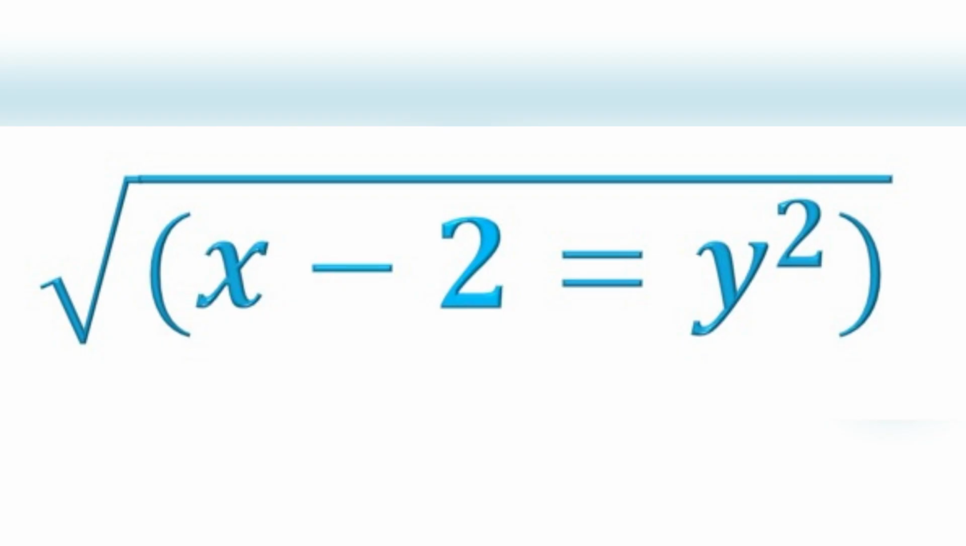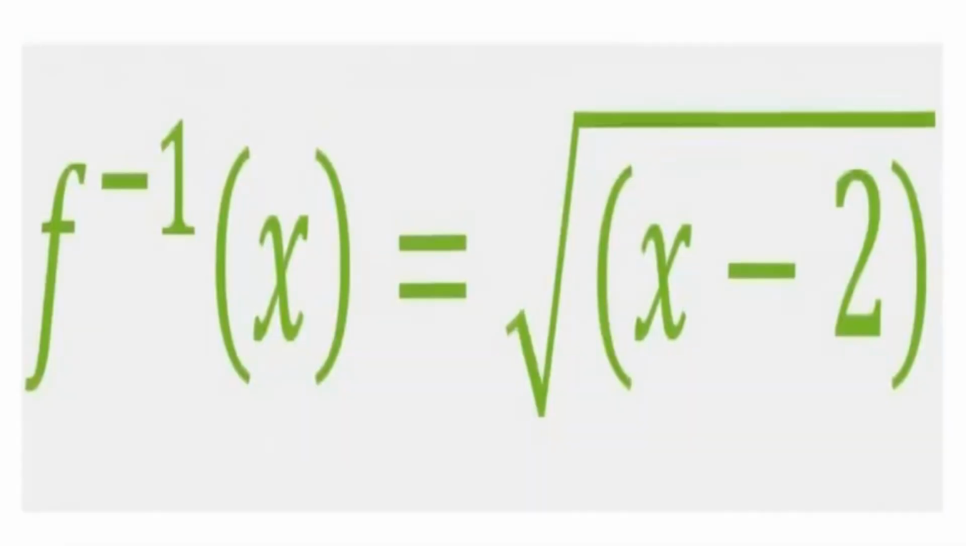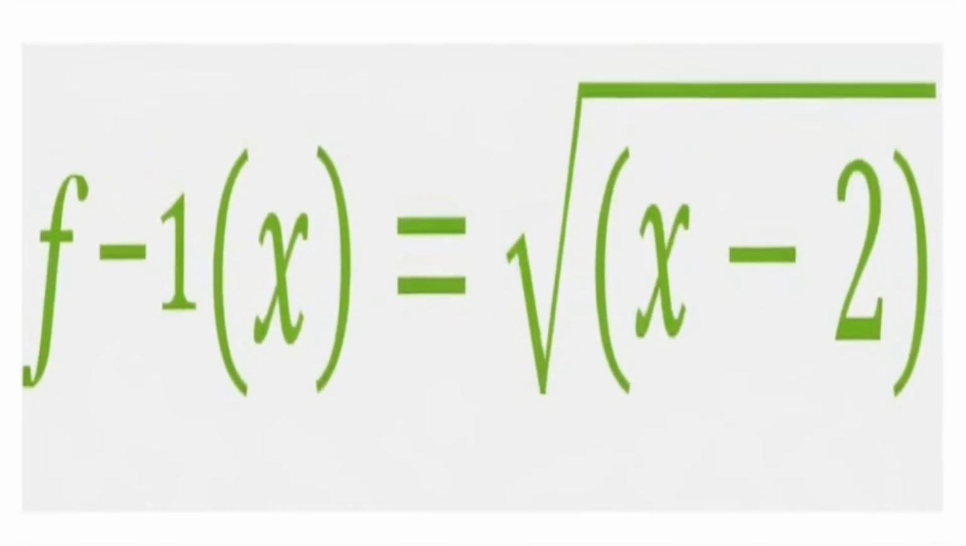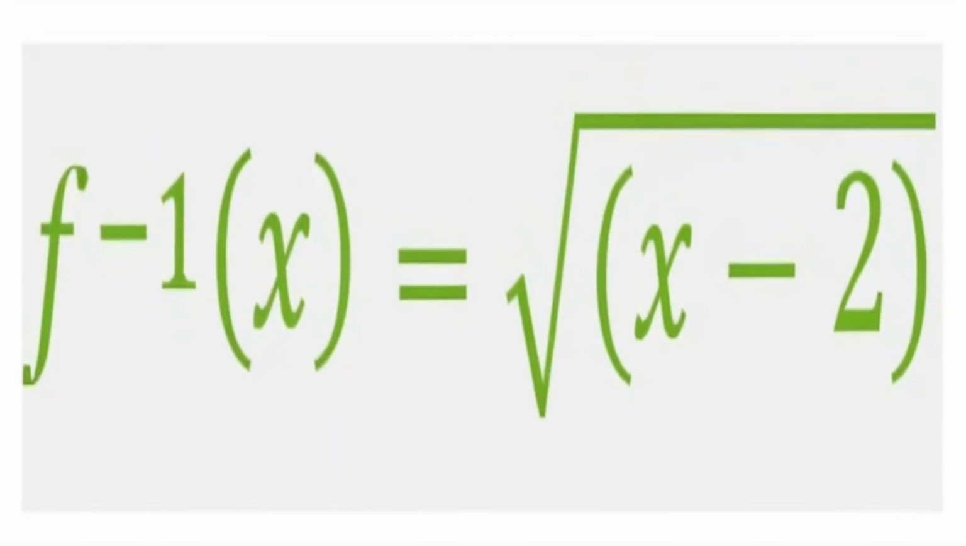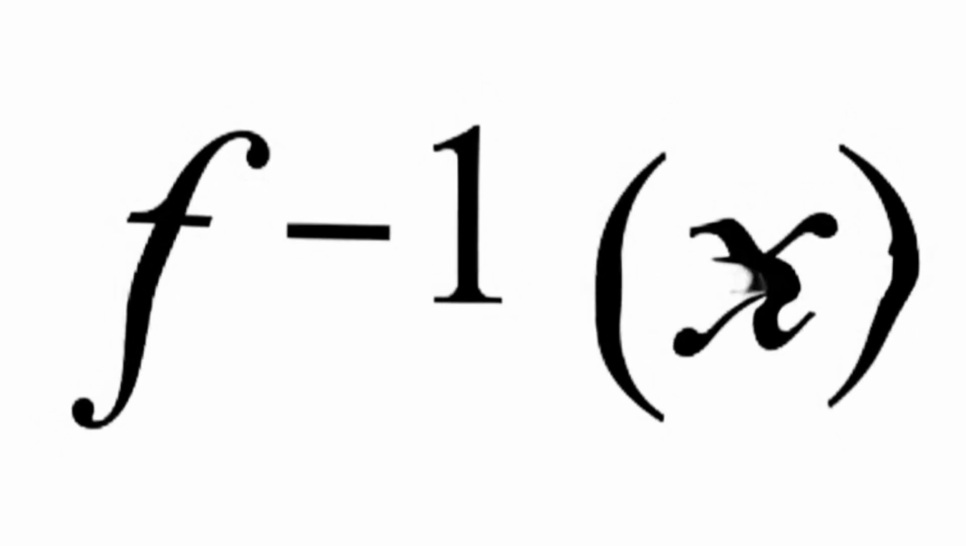Step 4. Take the square root of both sides. The square root of x minus 2 equals y. Finally, replace y by the inverse of x, which is the square root of x minus 2. That's how inverse functions work.